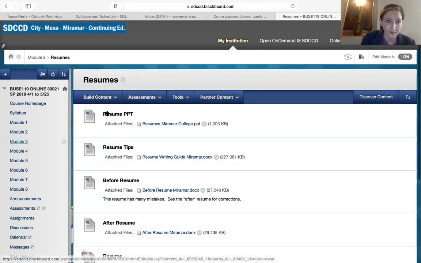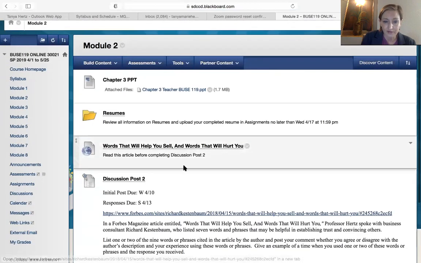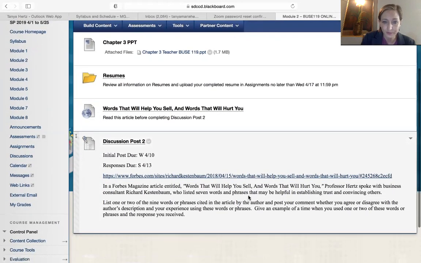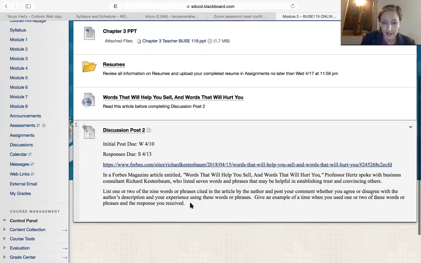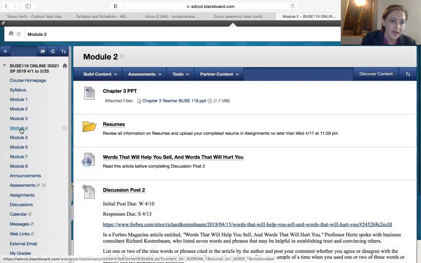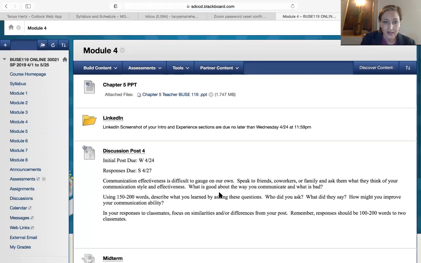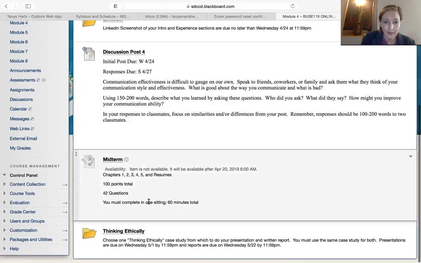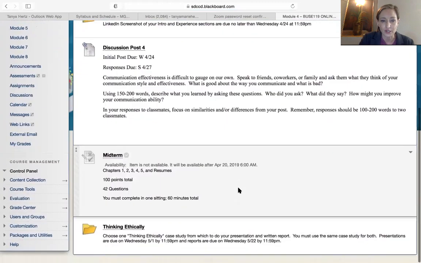Here's the first assignment coming up, the resumes. What else is in Module 2? There are oftentimes articles that you need to read. This particular article, you need to read before you complete the discussion post too. And here are instructions on how to complete that post, et cetera. Exams are always available in the different modules. The midterm will be in Module 4, the final in Module 8. You won't be able to see these, it's not available, as you'll see on my screen, until after April 20th. Everything else is open early all the time. Exams are only open a week before they're actually due.